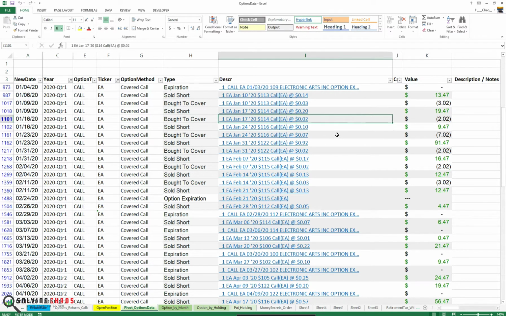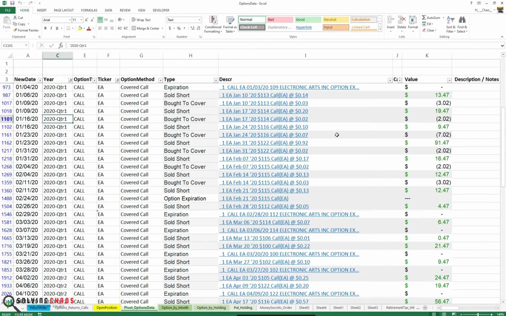Guess what? Next week comes, and guess what I do? I rolled it again. And you can see something on this one is very unique. I actually rolled it $2 because EA was actually moving up and I was trying to get ahead of it. So I collected a small premium of $7. And you can see what happens.